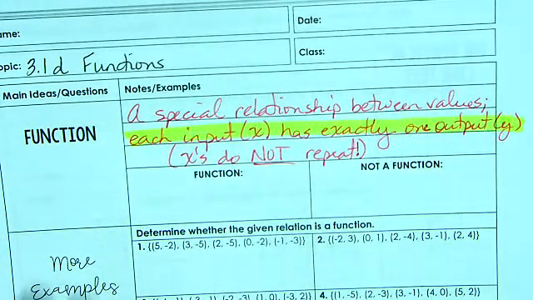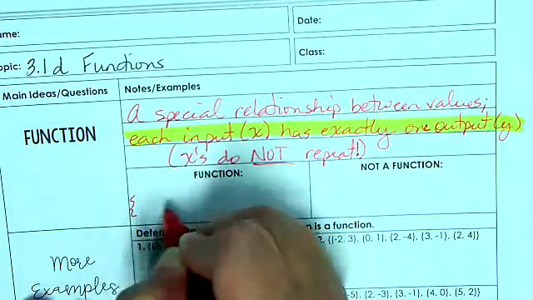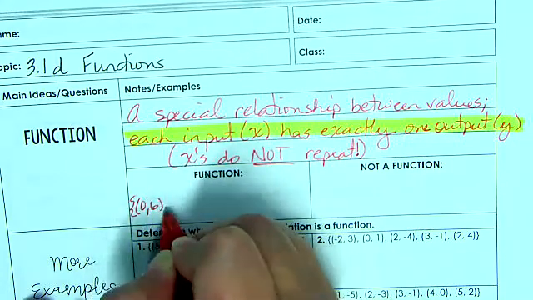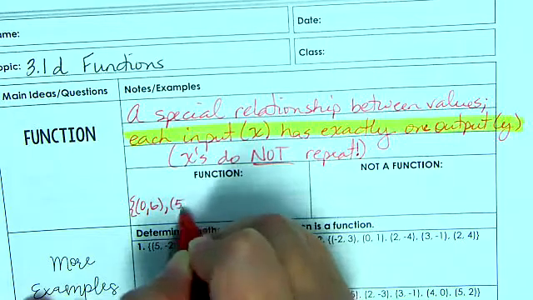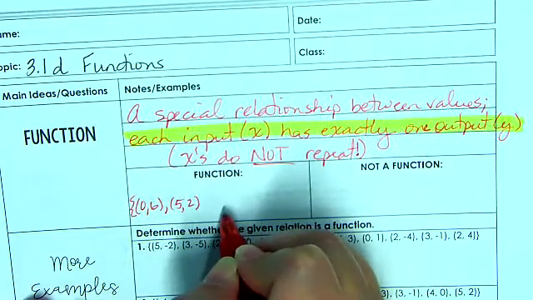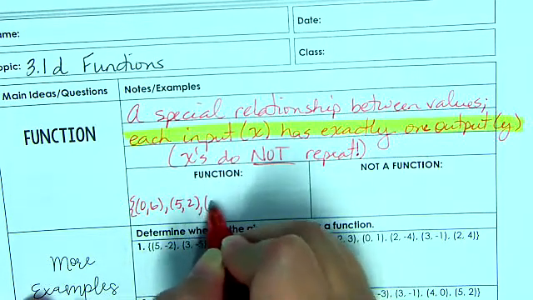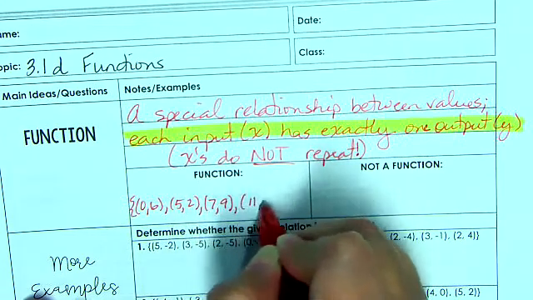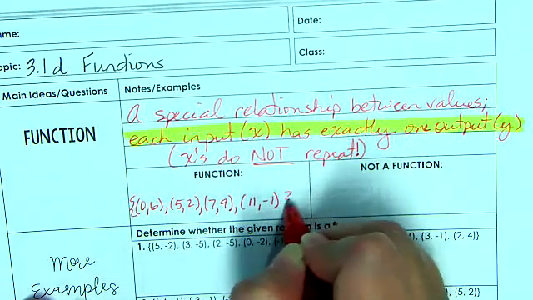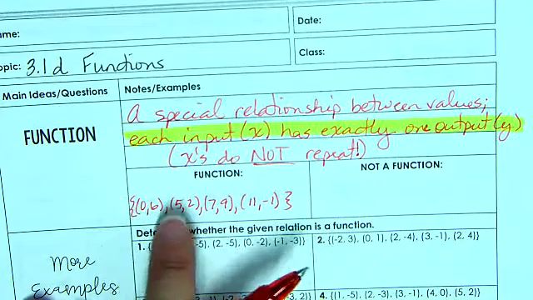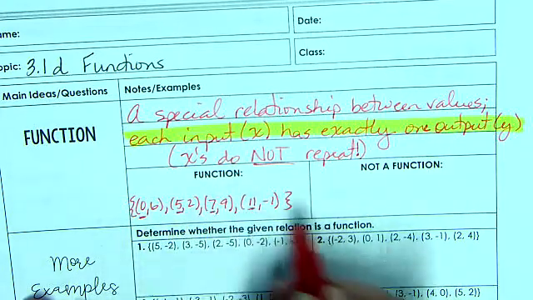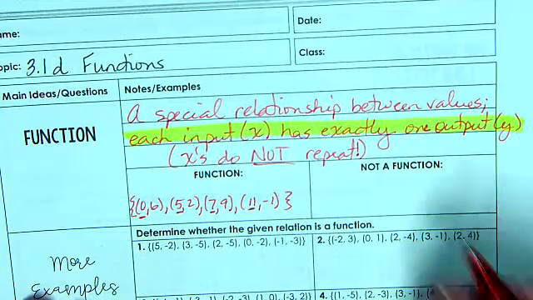All right, so what a function might look like. I have 0, 6 as an ordered pair, 5, 2, 7, 9, 11, -1. I'm looking at this. My x's do not repeat, so this is a function.